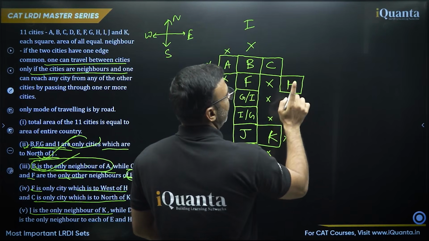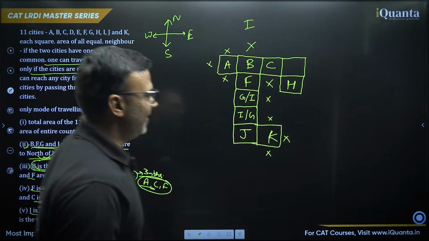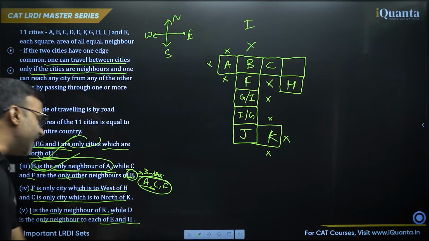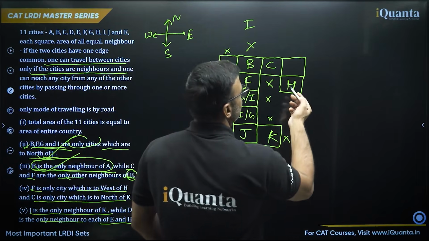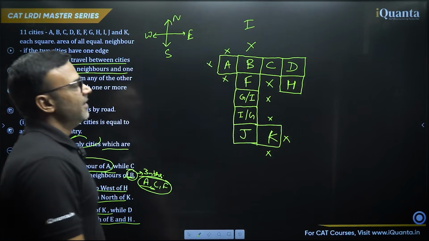So the only way H can be connected to the main network is some city here. Is there any other information about H? North of K, J is the only neighbor of K, while D is the only neighbor to each of E and H. Wow. D is the only neighbor of H. H has to have a neighbor here, so this has to be D.